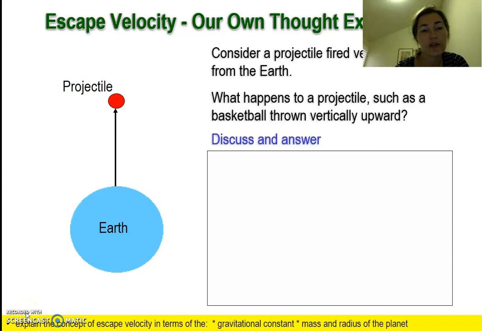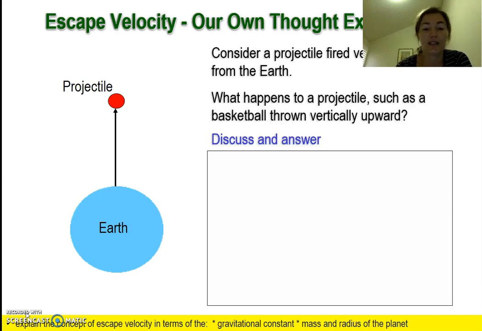Okay, welcome to part 2 of escape velocity. This is where we're working towards deriving the equation to actually calculate the escape velocity for Earth and for other planets, any other planet. So the first thing we're going to do is now consider our own thought experiment after having considered and analysed Newton's thought experiment.